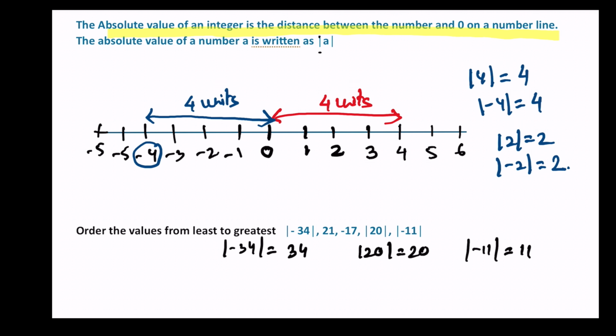So basically we have to make the order comparison between 34, 21, minus 17, 20 and 11. And we have to make it from least to greatest. So let's order from least to greatest.